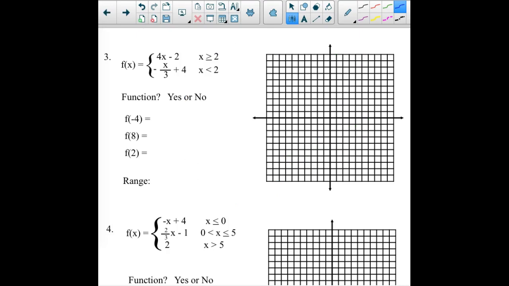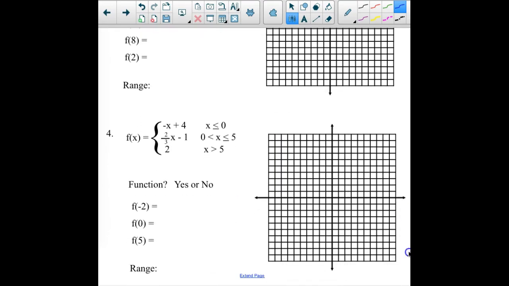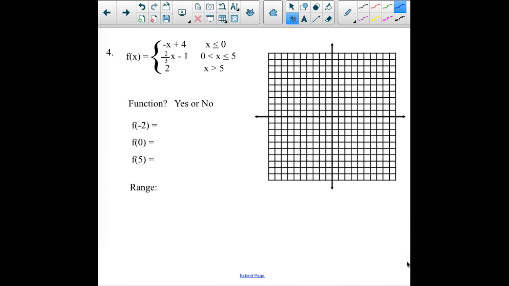All right, we're going to skip to number 4. What's different? There's 3 functions instead. Okay. Are they all lines? They are all lines still. Okay. So where are my breaks going to happen? At 0 and 5.